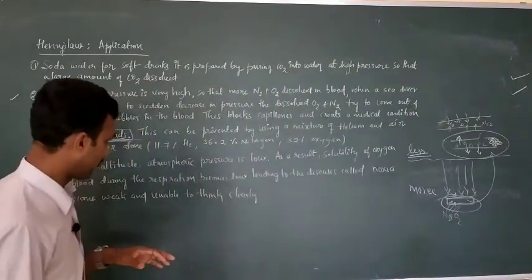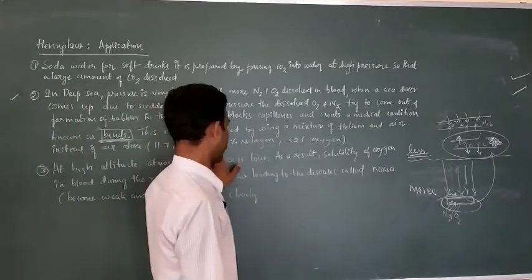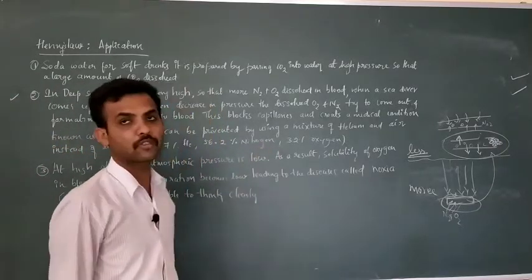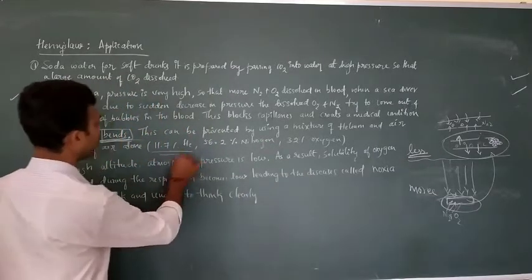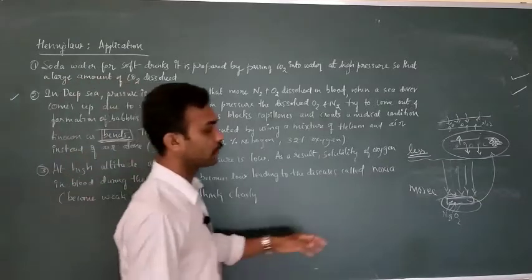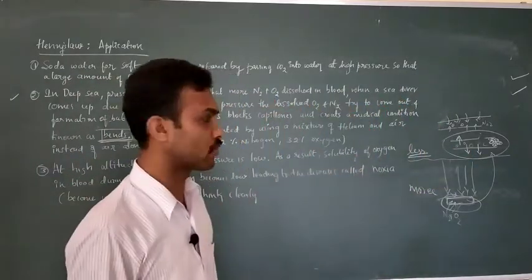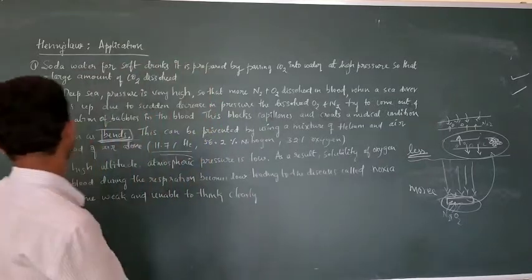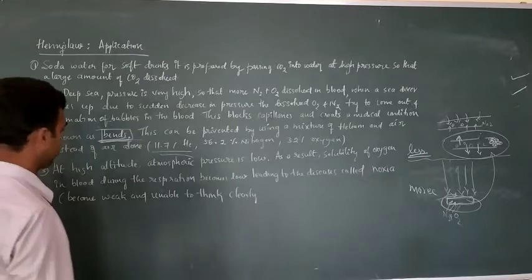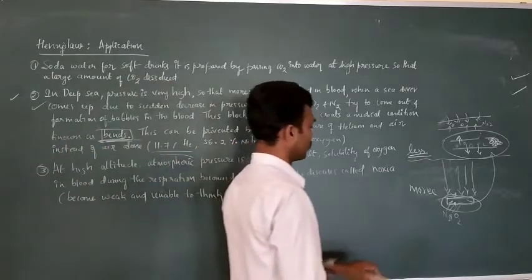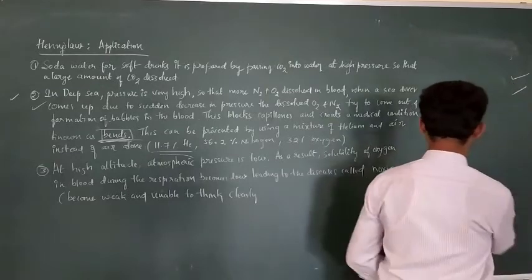So the percentage you can see here: 11.7% helium, 56.2% nitrogen and 32% oxygen in that particular cylinder. So when you add helium, the pressure is maintained and there is no formation of bends. There is no formation of bends, you can see. So this is the second application, right? So next, third one.